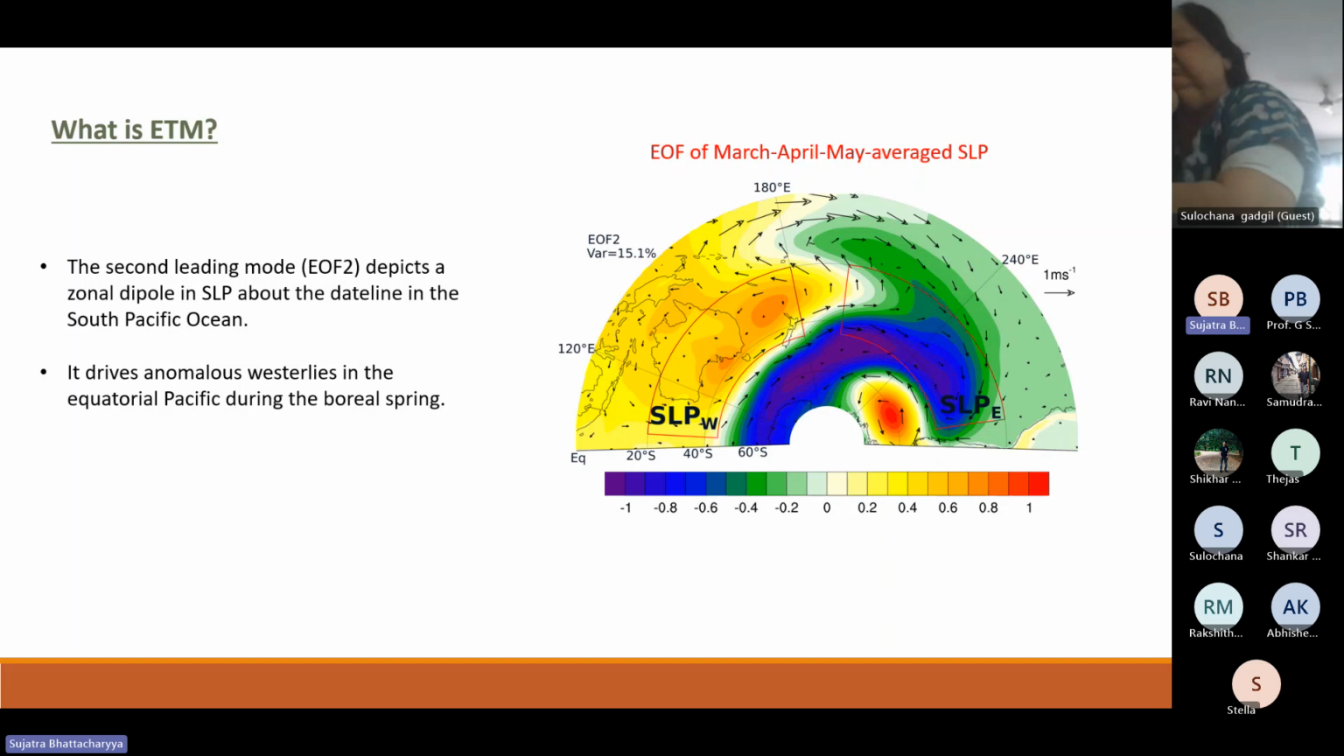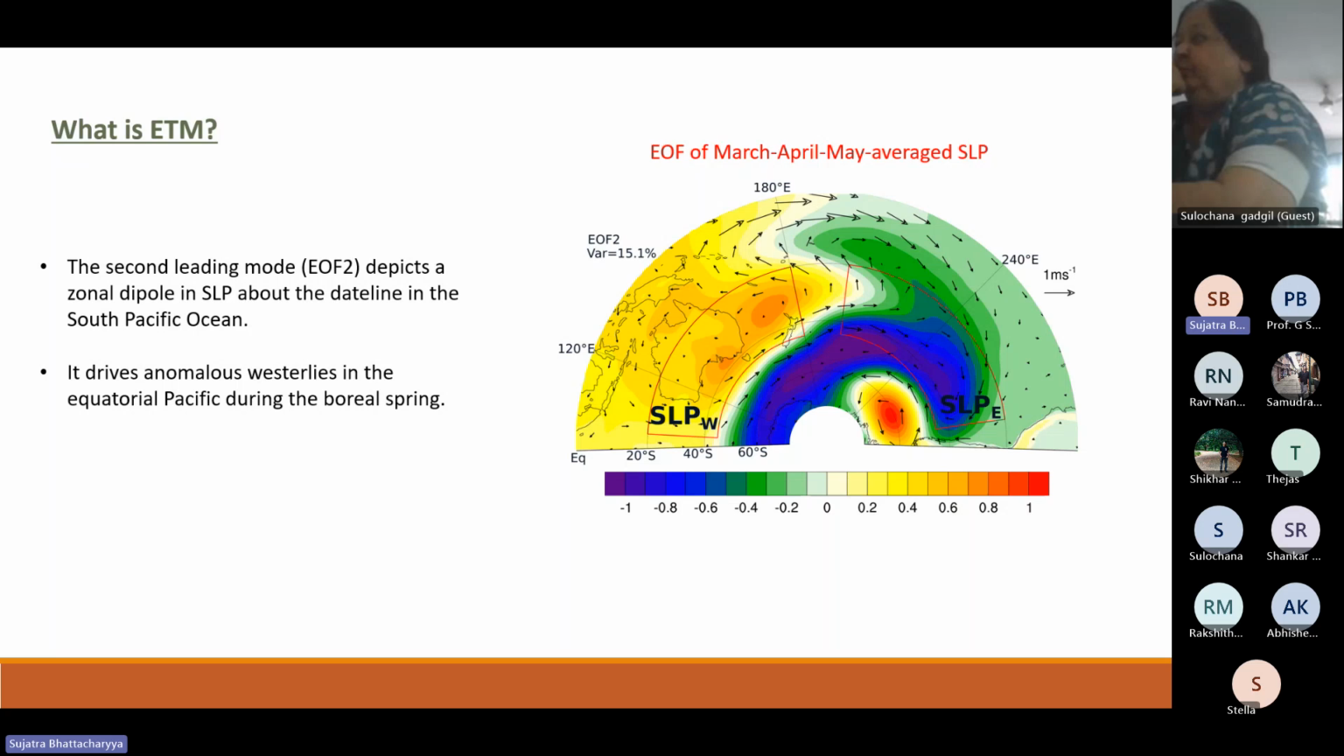And this spatial pattern is very important because if you regress the surface wind on the corresponding PC2 time series, you can see that this spatial pattern drives anomalous westerlies in the central and eastern equatorial Pacific Ocean, from 180 east to 240. You can see the maximum amplitude of the winds, and this is happening in March, April, May. So this kind of wind can have an impact on the evolution of winds from winter to summer, right?